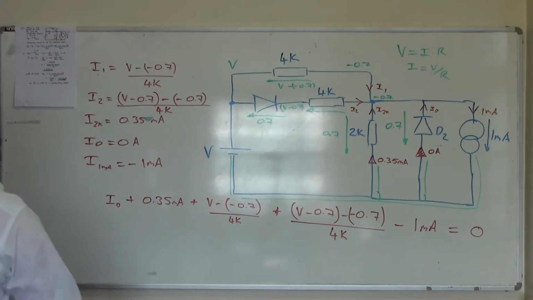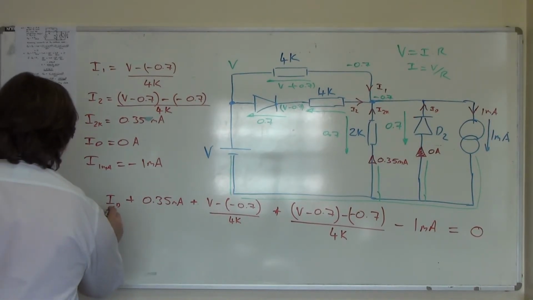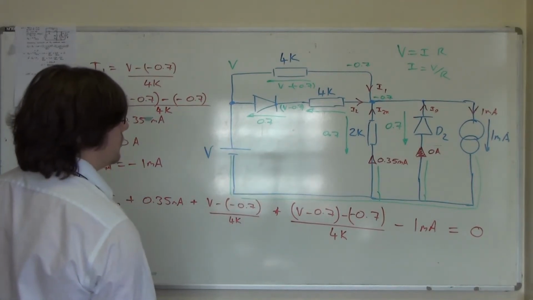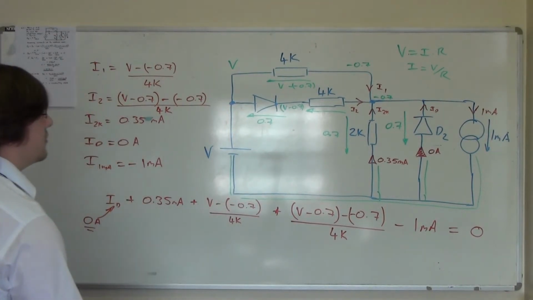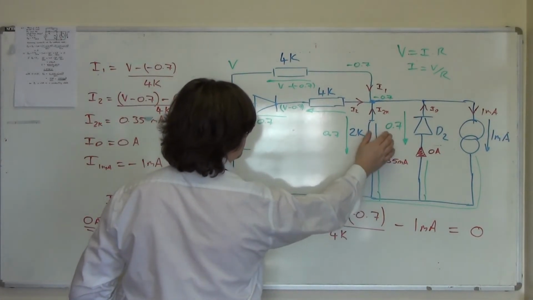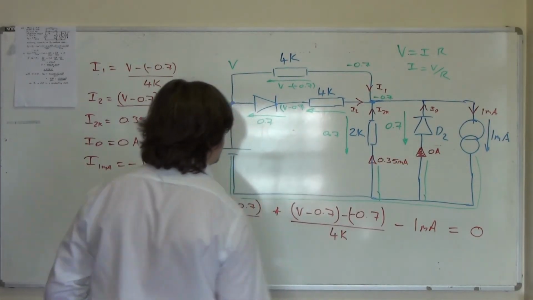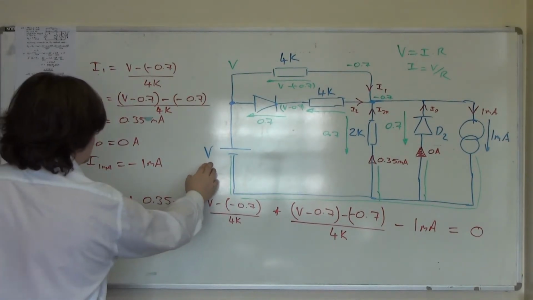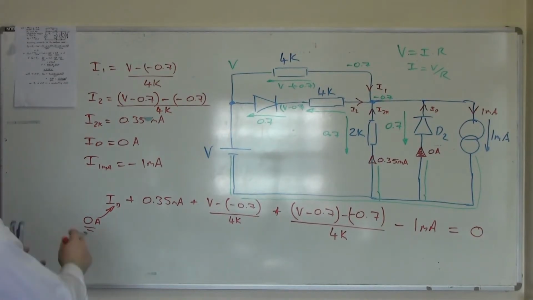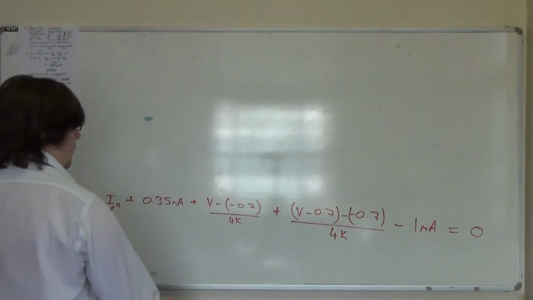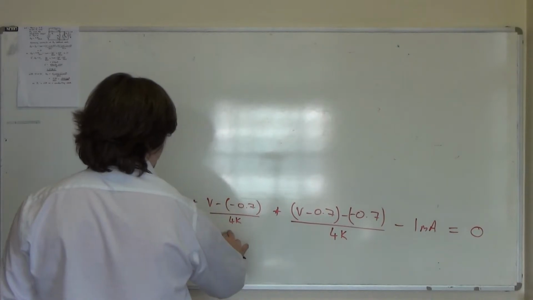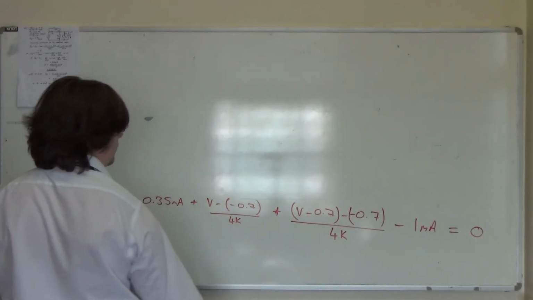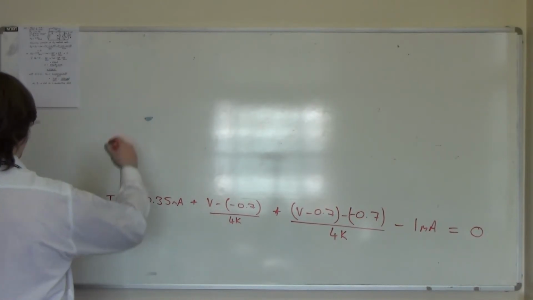So we need to go, right, this is 0 because that's what the question is saying. It's saying that this diode is on the point of conduction, which means 0.7 volts across it and 0 amps through it. And we need to know what we have to do to V to make that true. And this expression will tell us that. We can bring these two terms together because they're both over 4K. So this has got the same denominator as that.